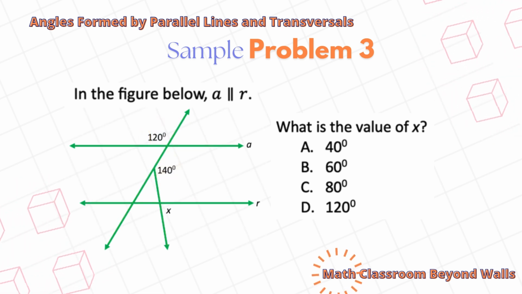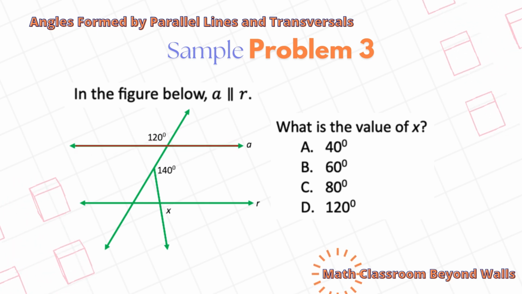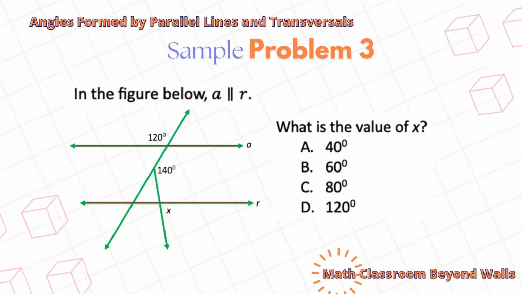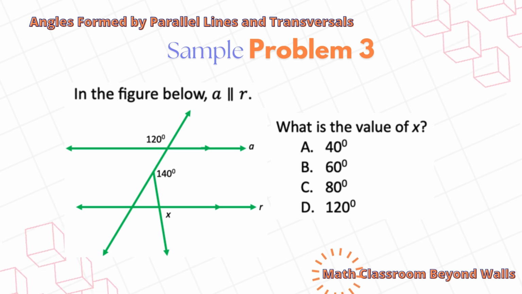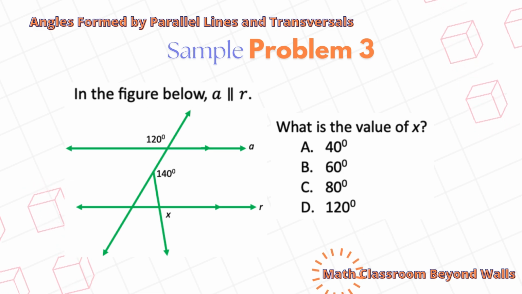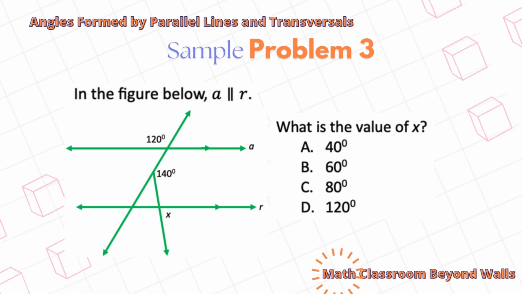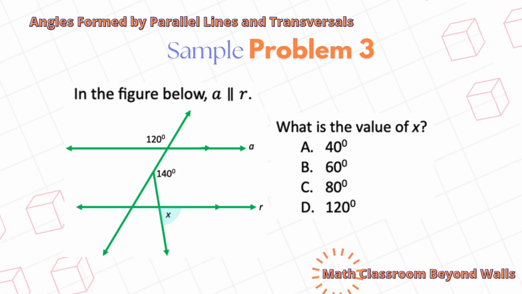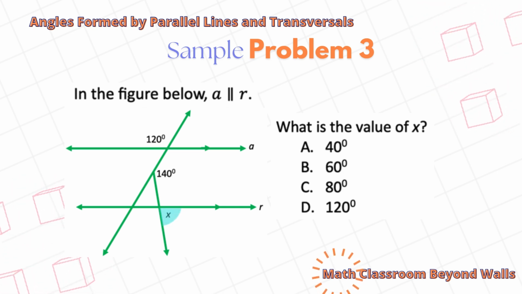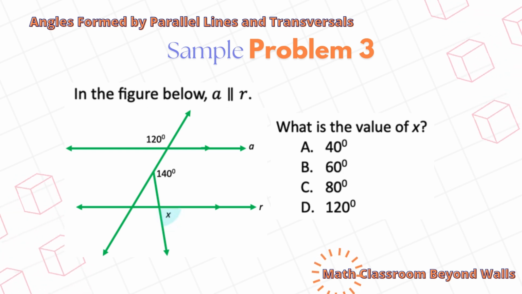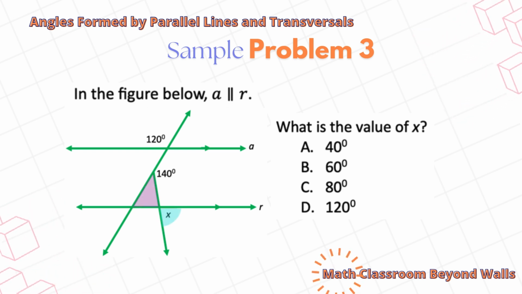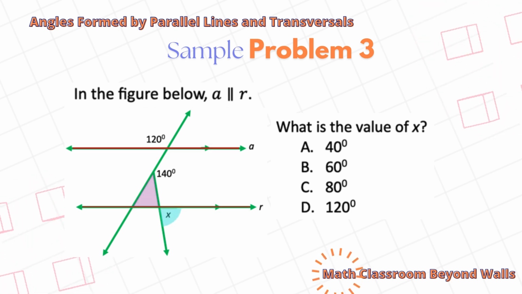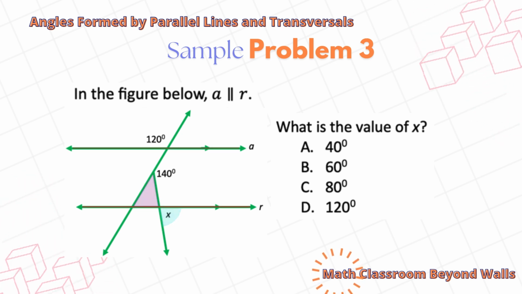Okay, so it says in the problem that line A is parallel to line R. Now we will reflect that information in our figure by putting arrows to indicate that the lines are parallel. Next we will locate angle X in the figure. So here's angle X. To find the measure of angle X, we need to know first the measure of some angles adjacent to it or vertical to it. Recognize that there's a triangle near angle X. This might help us find the value of X. Also, line A and line R are parallel. This information again could help us find the value of X.